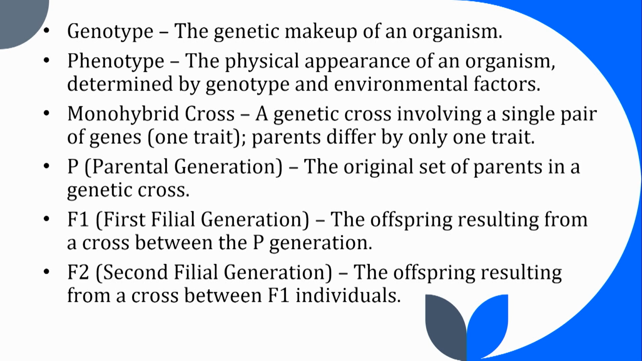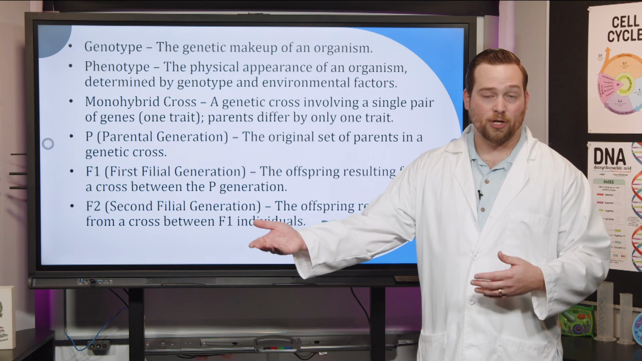The P generation is the original set of parents in a genetic cross. The F1 stands for first filial generation, which means like family, but I just like to think of it as offspring. So the F1 generation is the offspring that results from a cross between the P generation, and the F2 generation is the offspring resulting from a cross between the F1 generation. If we had another one, it would just be F3. You just add one more number to it, and that would be the 3rd generation.